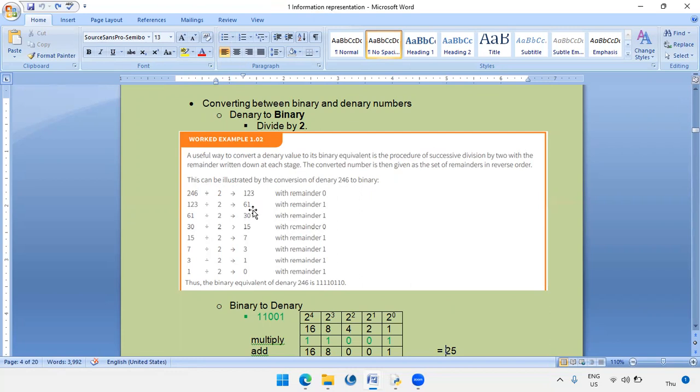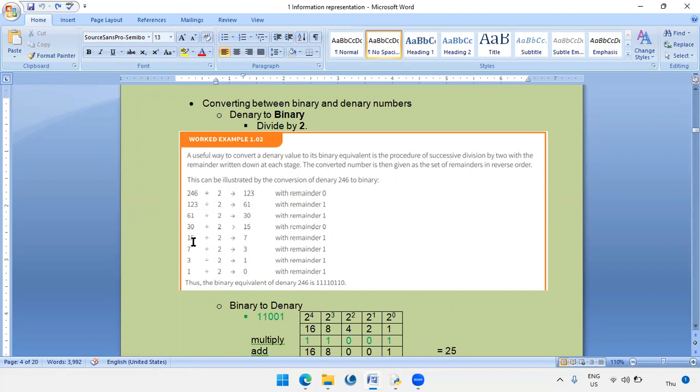61 times 2 is 122. There is a remainder because this is 123. Remainder is 1. Divide 61 by 2. The answer here is taken and divided again. 2 times 30 is 60, there is a remainder. Then 2 times 15 is 30, no remainder because it divides exactly.